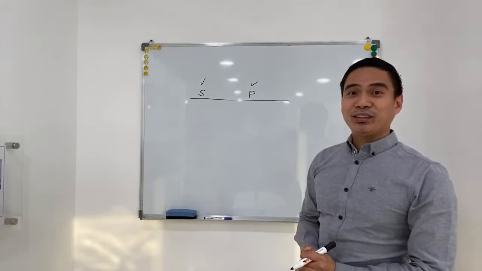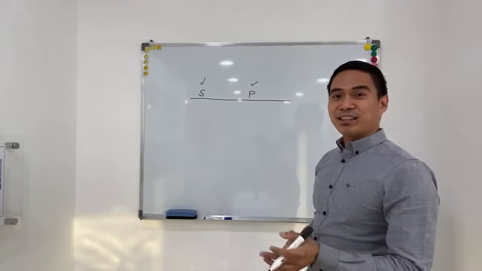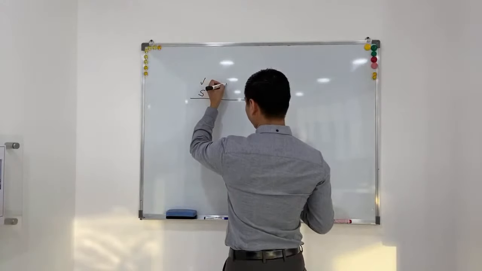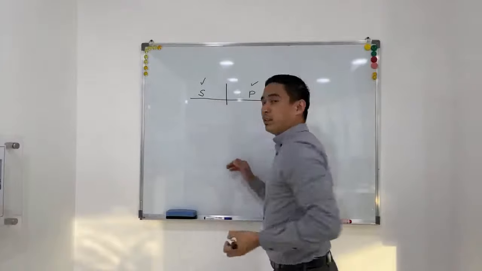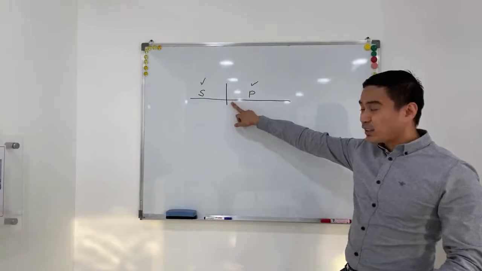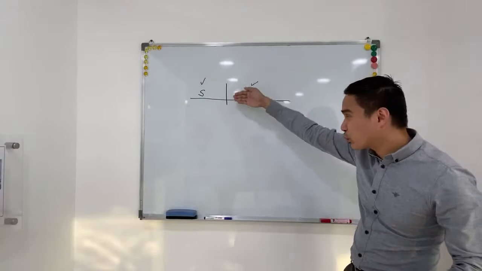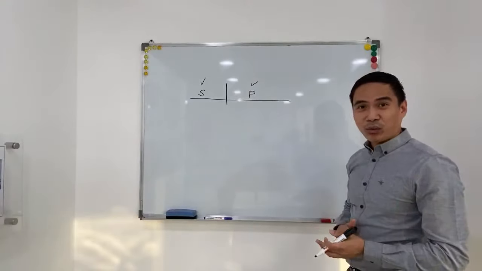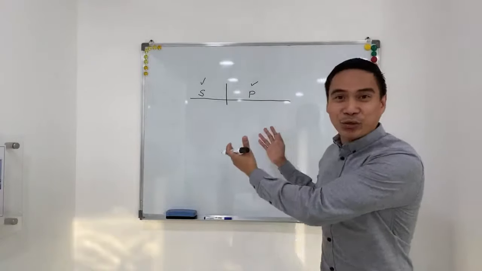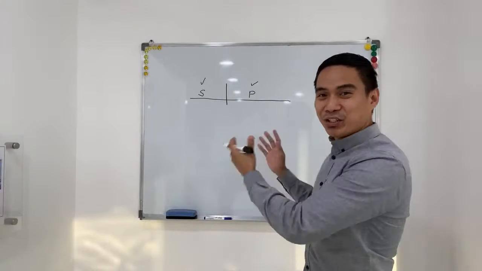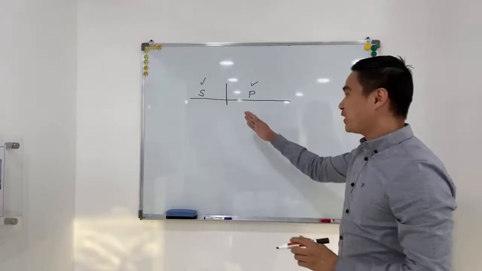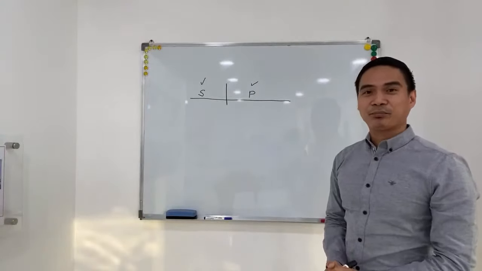And to separate the subject and the predicate, we have a vertical line that transcends the baseline. So it means it goes through, it passes through the baseline. So now we clearly have the picture. Who can see this? The picture of a sentence. Subject on the left side and predicate on the right side.